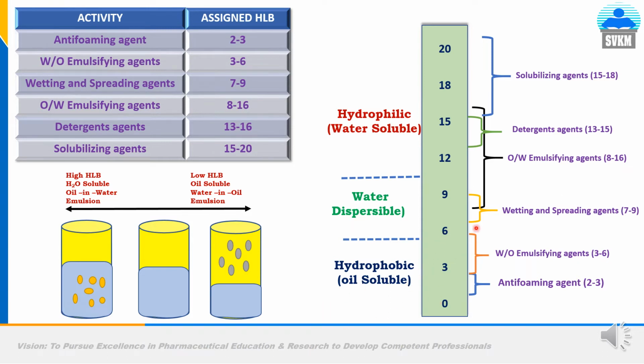So in this particular range, when we choose a surfactant molecule between 3 to 6, the molecule is what? A water in oil type emulsifying agent. This molecule is used so that your system becomes a physically stable system, right? So this is a use of your HLB scale. On the basis of the HLB scale, we can choose the right surfactant molecule for the right dispersion system.